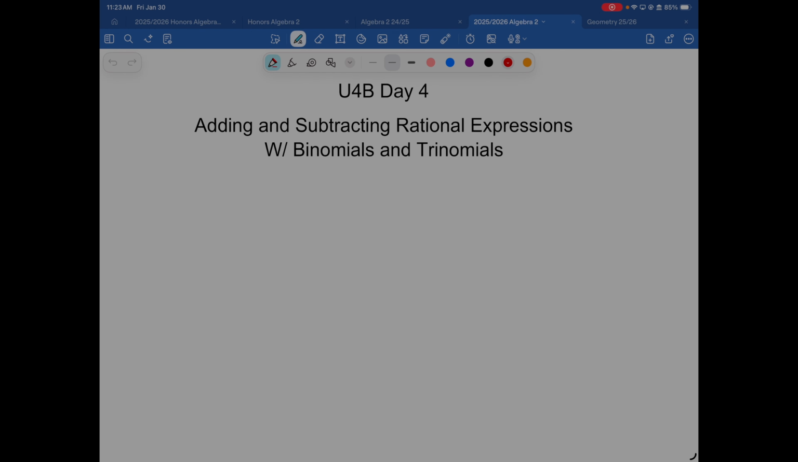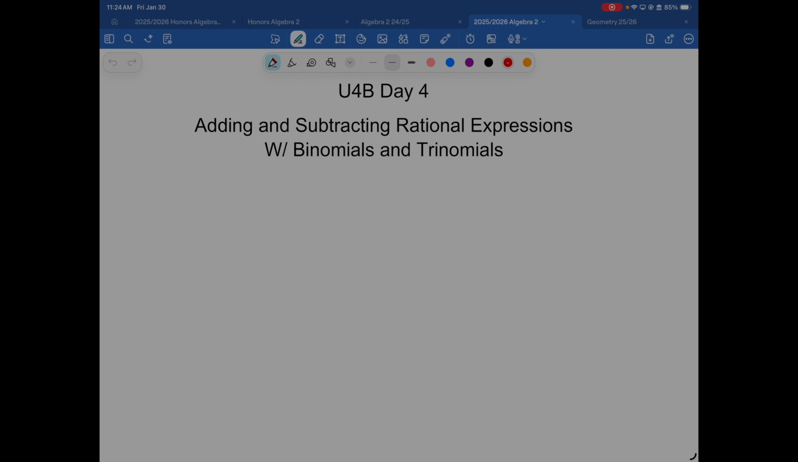So we're going to start day 4 of adding and subtracting rational expressions. Yesterday we just looked at binomials and monomials. Today we're going to look at how we go about adding and subtracting if we have binomials and trinomials. So we're going to have to go back to some of our factoring skills that you've obtained throughout the year to help us with today.